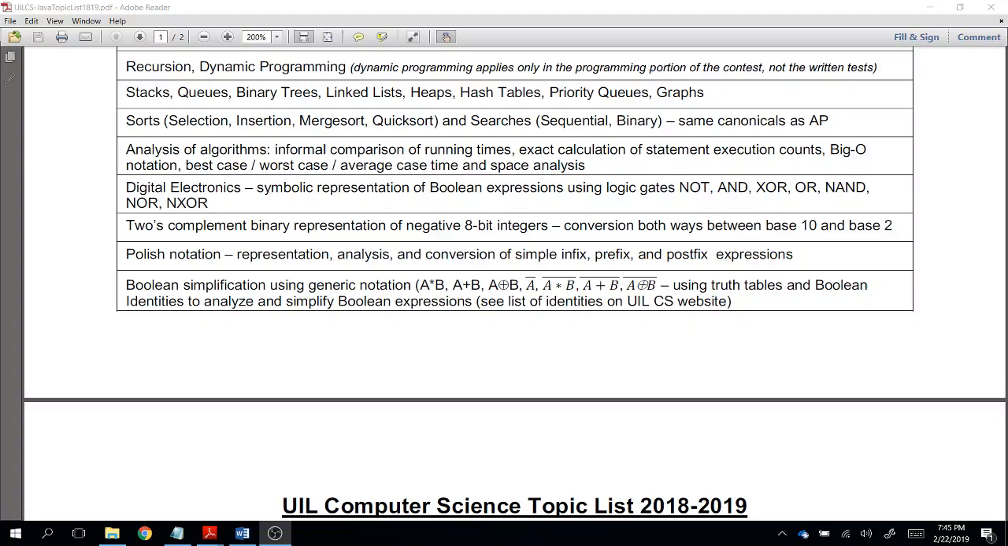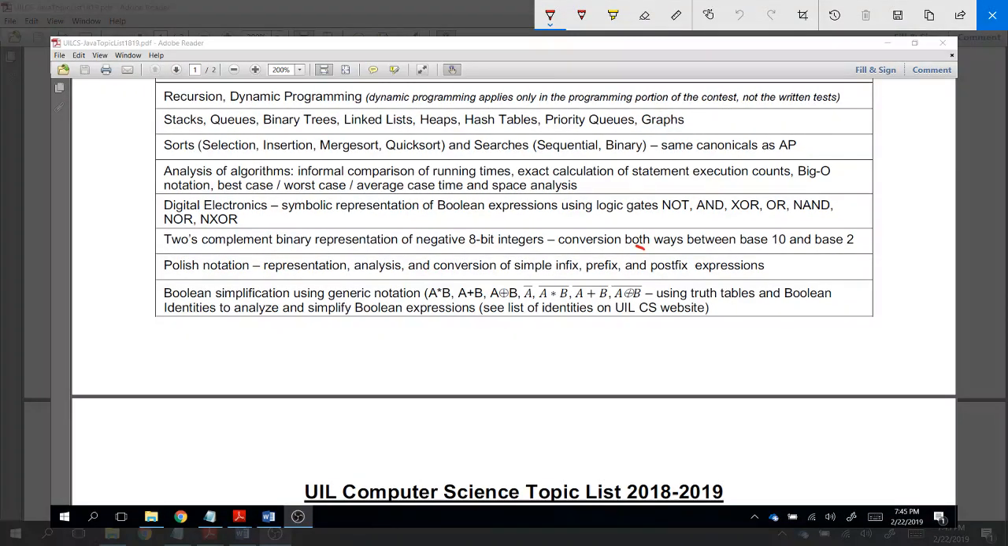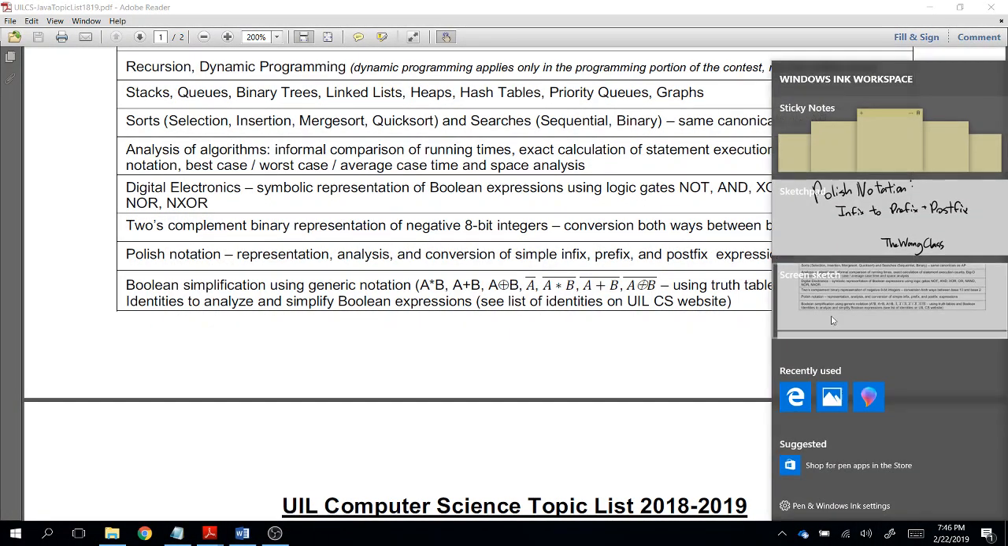Now, in this lesson, we're going to discuss what exactly are these words: infix, prefix, and postfix. And to help us try to explain that, we're going to solve some problems.